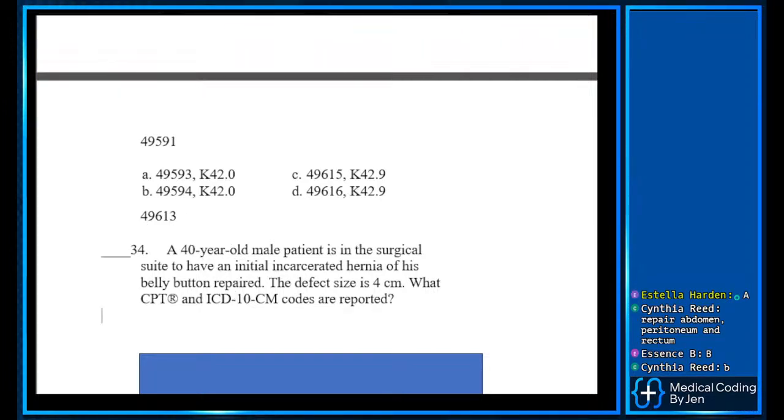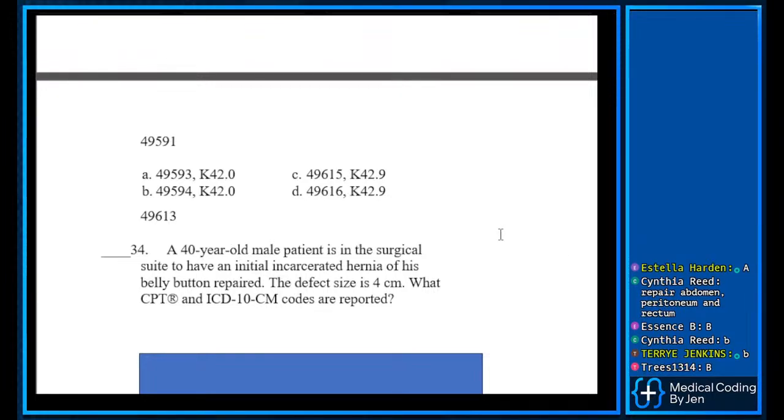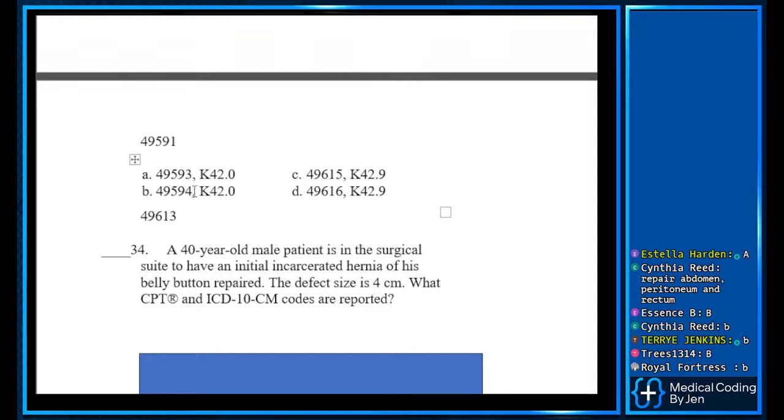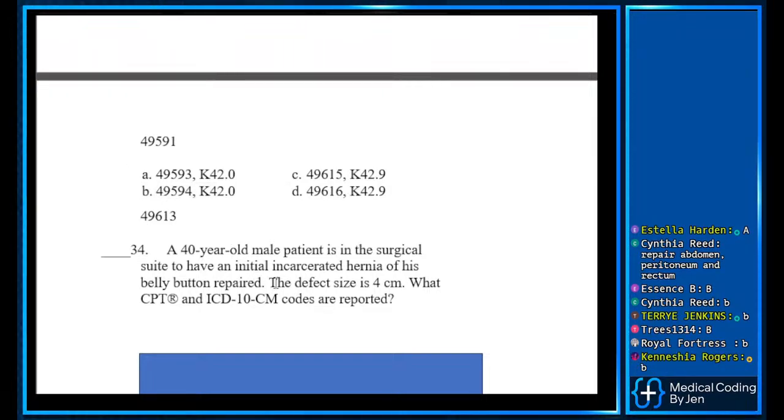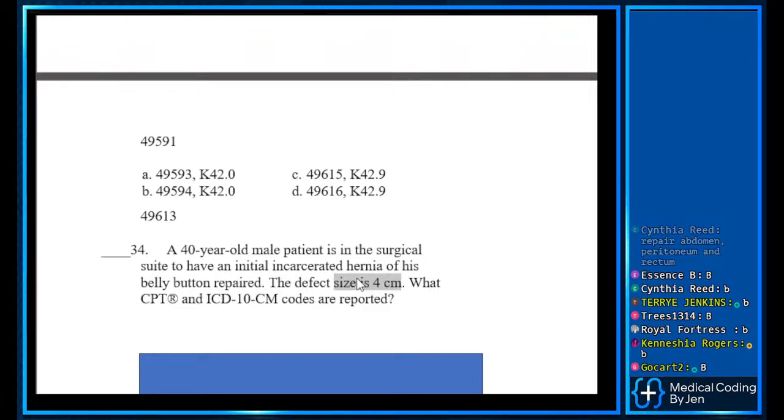What do you guys think is the answer? It's not our cheapest one this time, but it is B. Our differences between these are just the sizes, right? And 4 is going to be in the 94 version. Anything 3 or less. Oh yeah, because they're incarcerated and strangled. Yeah. Greater than 10 is going to be their 95s and 96s. But, yeah.